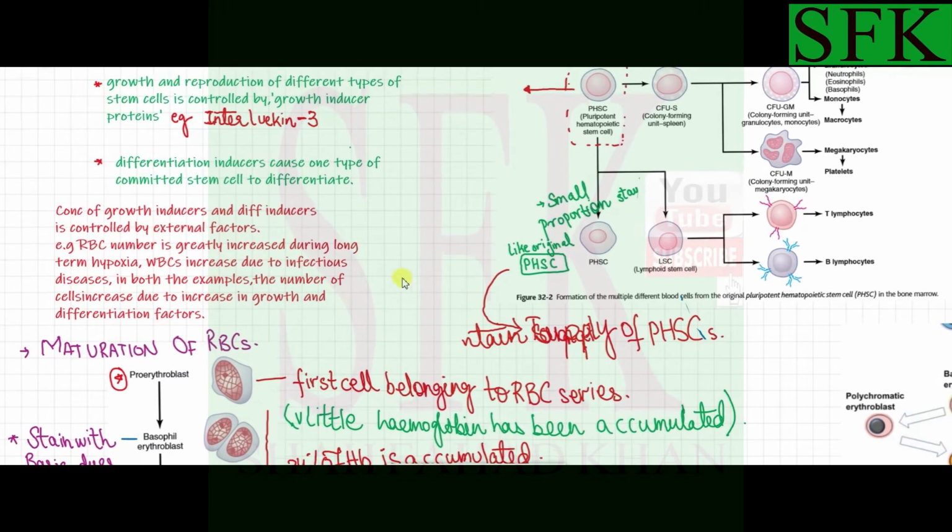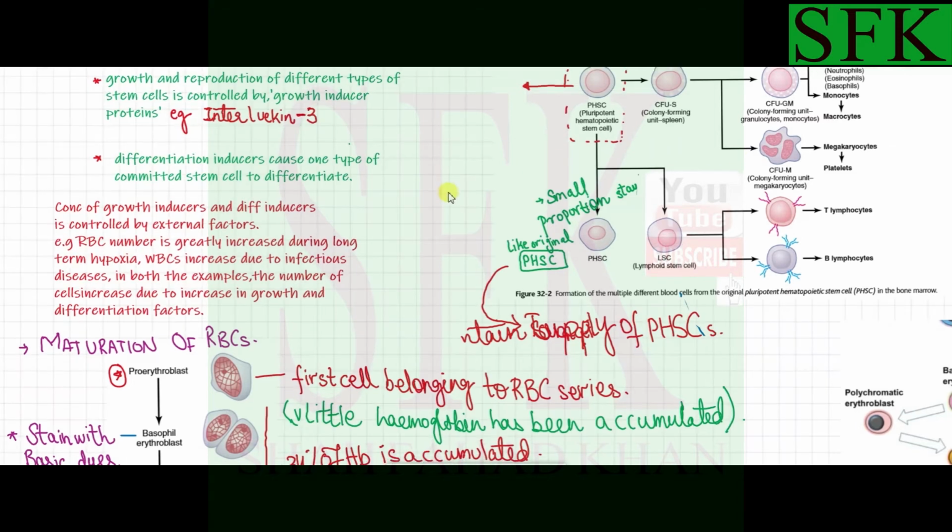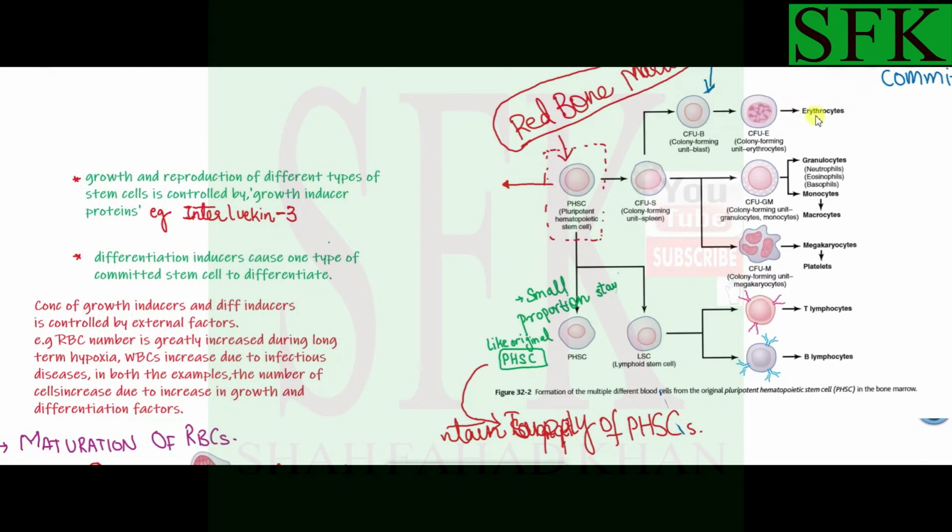Both the growth and differentiation inducers, their concentration is controlled by external factors. For example, when hypoxia occurs, when oxygen concentration in the tissues decreases, the red blood cell count increases. The red blood cell count, meaning the erythrocyte count, has increased. If we look at this diagram, the erythrocyte count will increase only if this colony forming unit blast increases, only if all this scheme increases. So basically, when the growth, reproduction and differentiation of the stem cells increase, the erythrocyte production will increase.